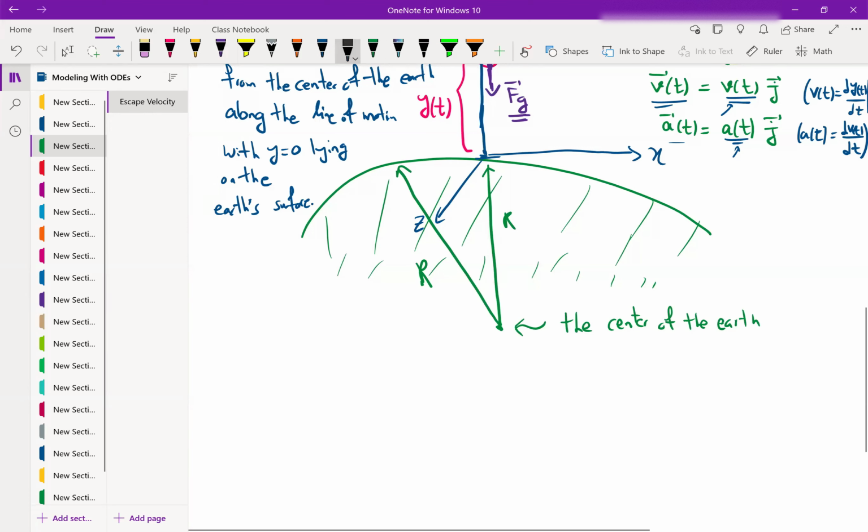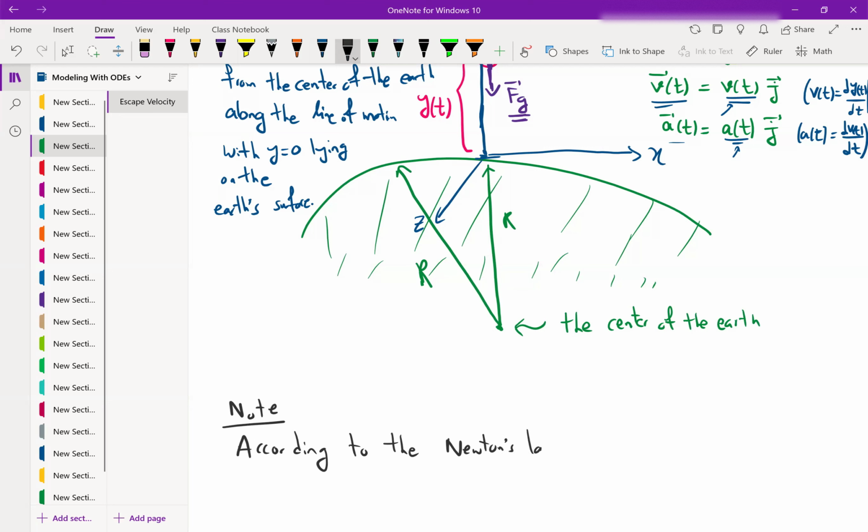So I'm going to write a note: according to Newton's law of universal gravitation. Previously I carefully introduced Newton's second law of motion, but I don't remember talking about Newton's law of gravitation. And now I'm going to tell you what it is, or maybe remind you what it is. Most likely you have seen this in your other courses.